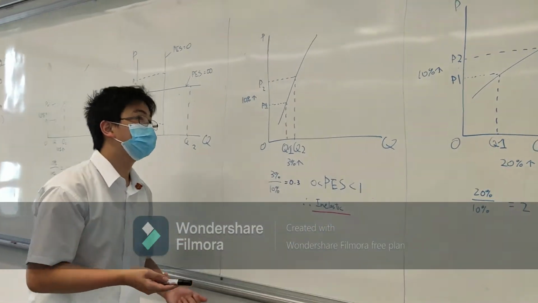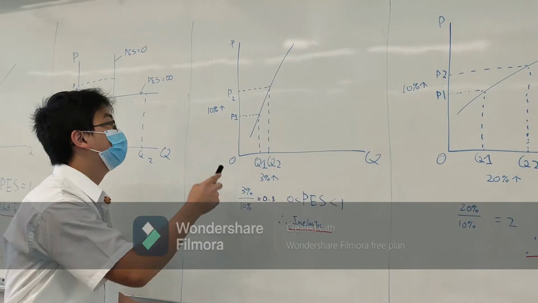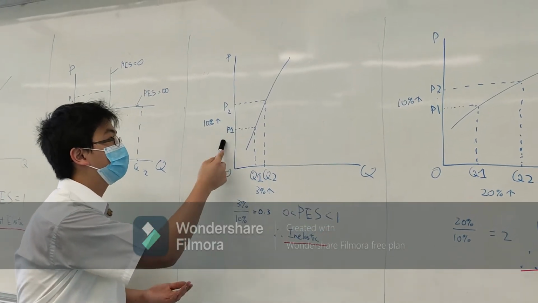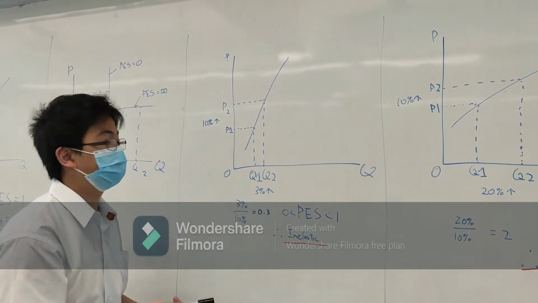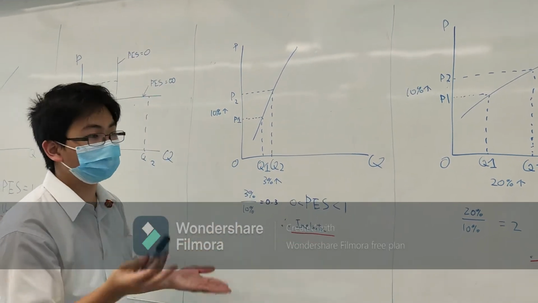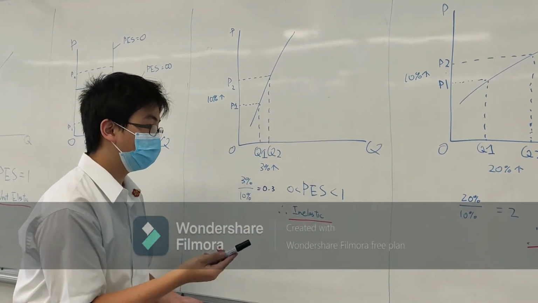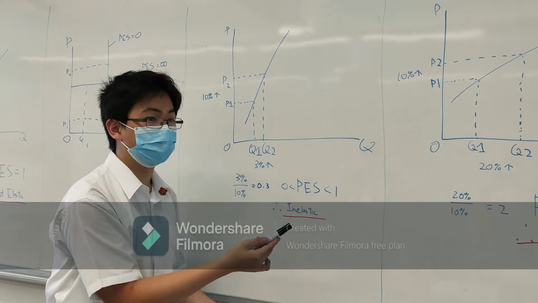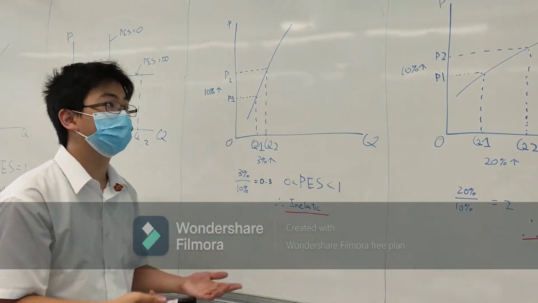Now, let's look at this. So when the price increases by 10% from P1 to P2, but the quantity only increases by 3% here. So we plug in the numbers again, we get 0.3 here. So you see, it's greater than 0, but it's smaller than 1. So in this case, it's inelastic.